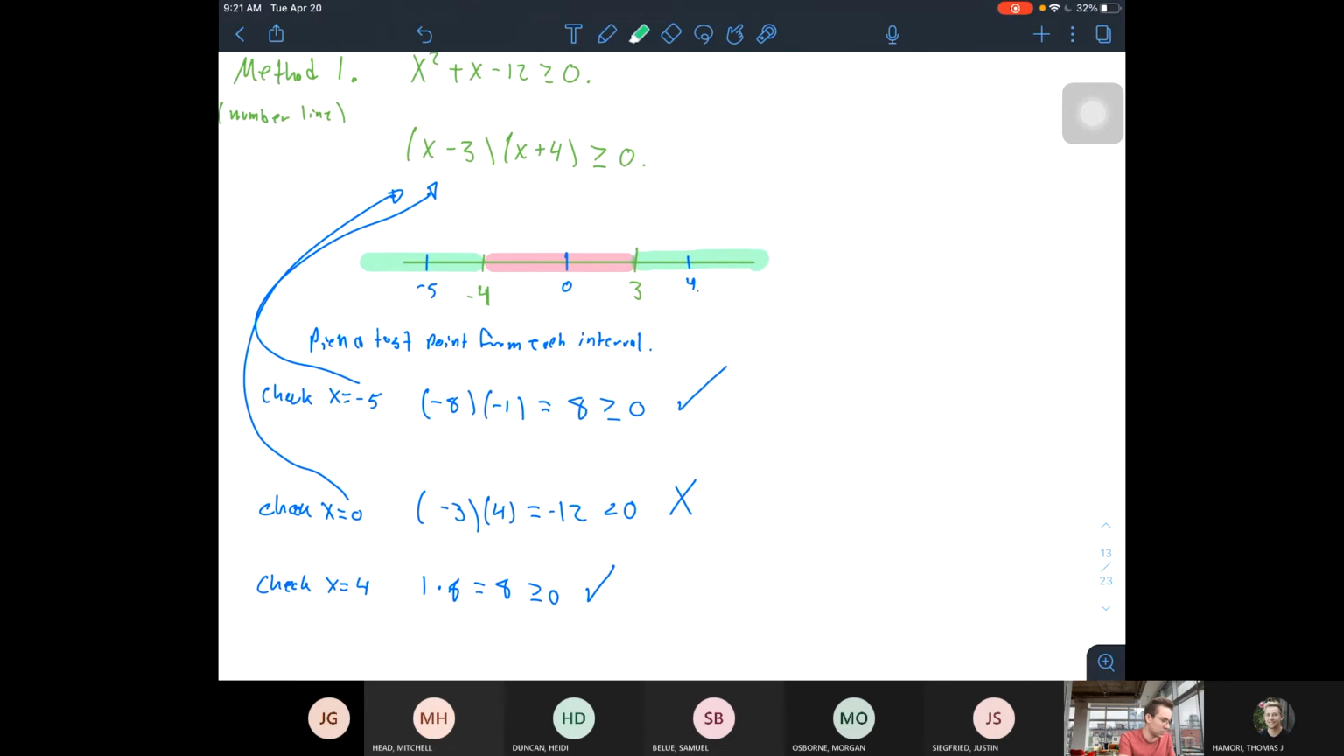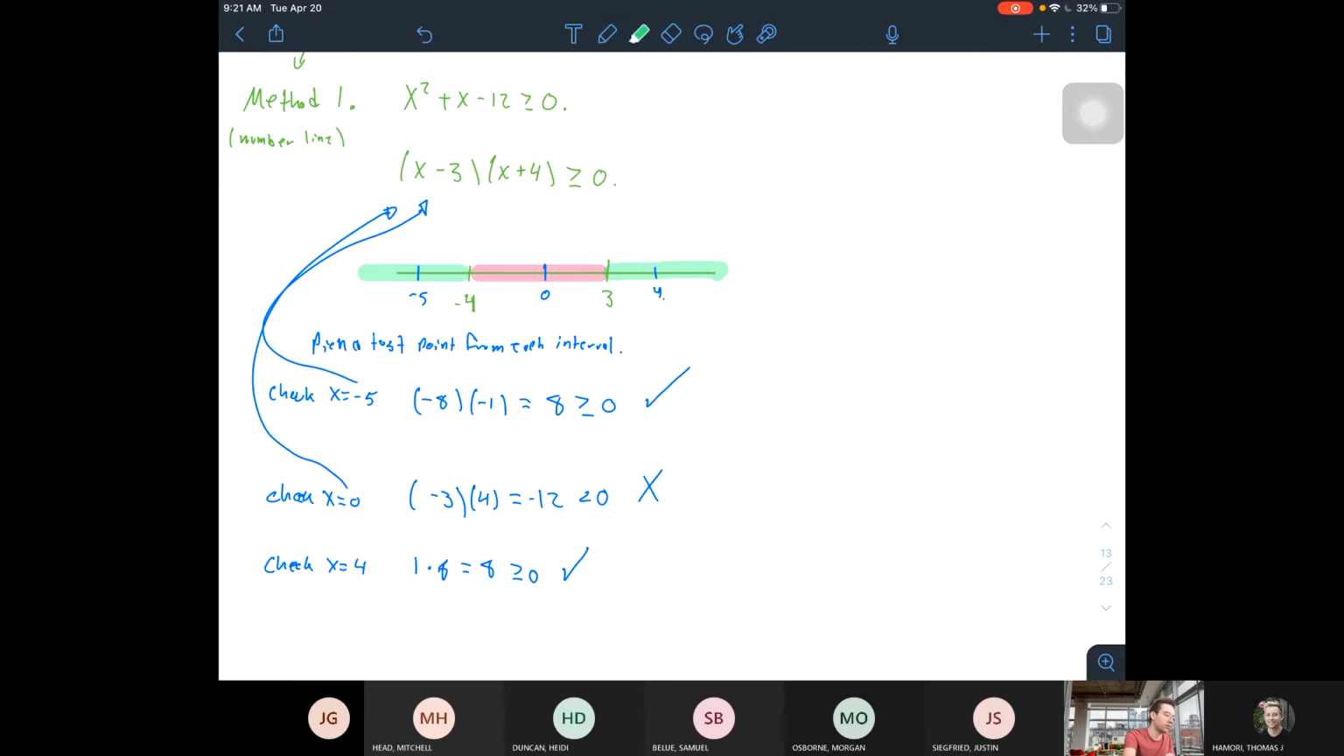Okay, so I figured out what are the good regions and what are the bad regions. The only thing that's left to be a little bit careful about is whether or not we have a greater than or equal to sign or a greater than sign. In this case, it's a greater than or equal to sign, so we should in fact include the values of negative 4 and 3, since those are the zeros of the function. Those are the ones that cause this to be an equality, but those are still okay. Equality is still okay.